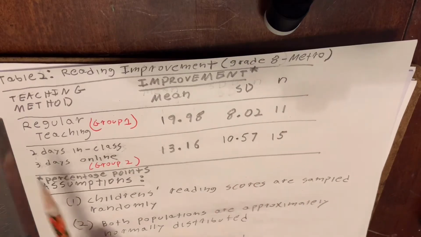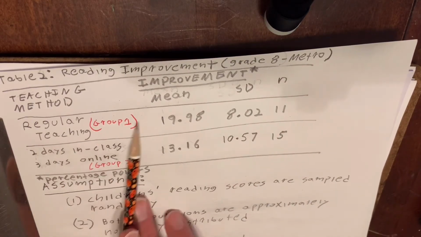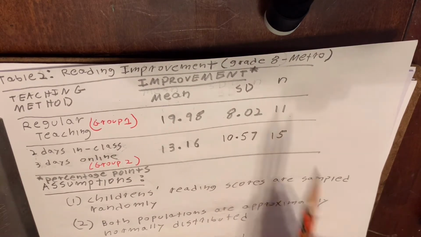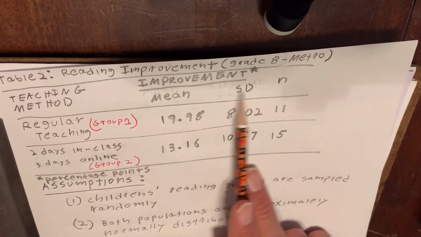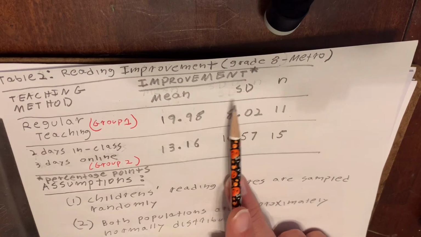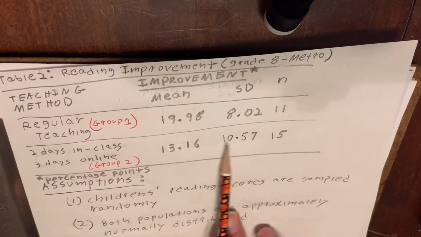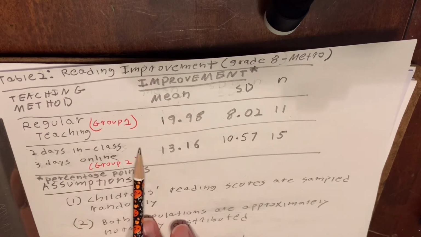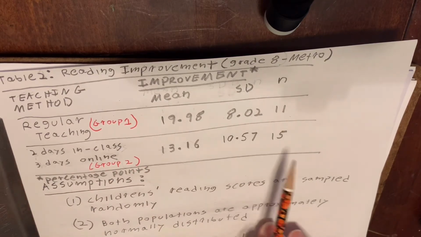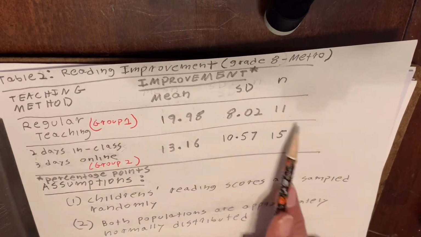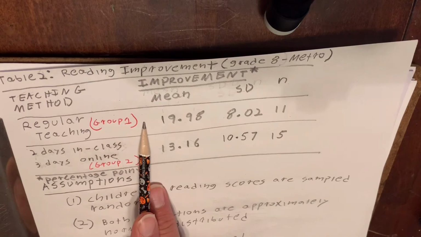So notice in the regular teaching, 5 days a week, which we call Group 1, we have a standard deviation of 8.02. Now, when we have data like these, this is a sample standard deviation, not a population standard deviation, because it comes from actual observations. And here we have the standard deviation, again, the sample standard deviation, from Group 2, which was 2 days in class and 3 days online. Now, this is hypothetical data, but you can see probably how this could come about in the real world quite easily. Now, n is the sample size in each of the two groups. So we'll call this Group 1, we'll call this Group 2.